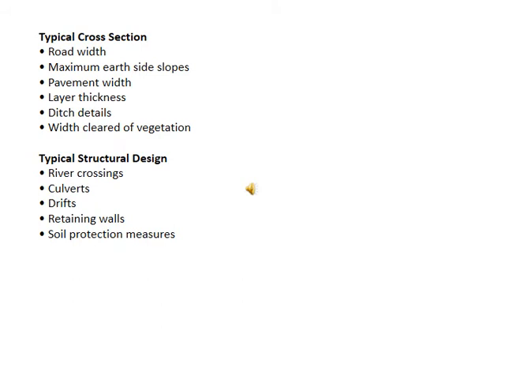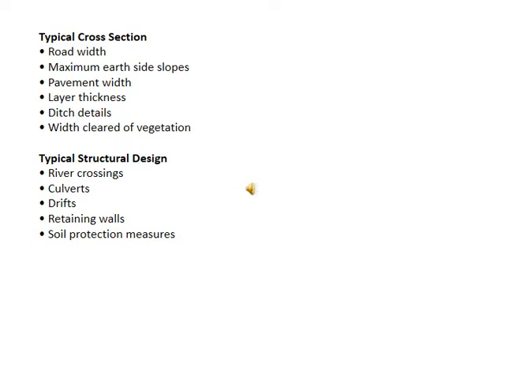So this will be the typical cross section, where we design a road typical cross section. This cross section is determined by the road width, maximum side slopes, pavement width, layer thickness, density, and the width cleared of vegetation. So these have to be considered for the cross section.